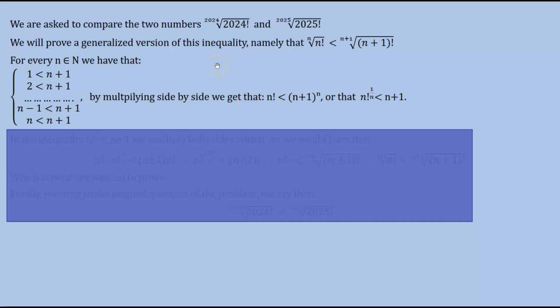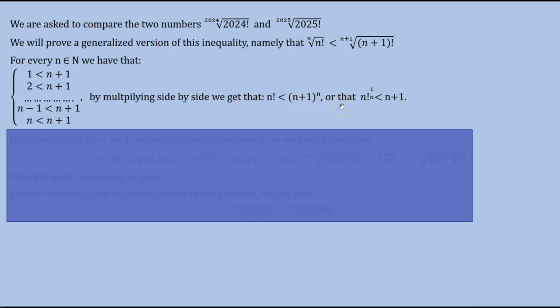Now, in order to do so, we will start with some very simple inequalities. For every natural number n, we have that 1 is smaller than n plus 1, 2 is smaller than n plus 1, and so on up to the last two inequalities: n minus 1 is smaller than n plus 1, and n is smaller than n plus 1. Now, by multiplying side by side these n inequalities, we will get that on the left-hand side we have n factorial, while on the right-hand side we have n plus 1 to the power n.